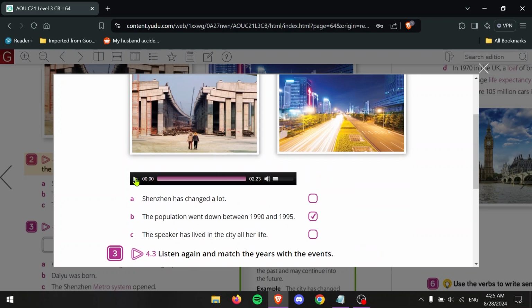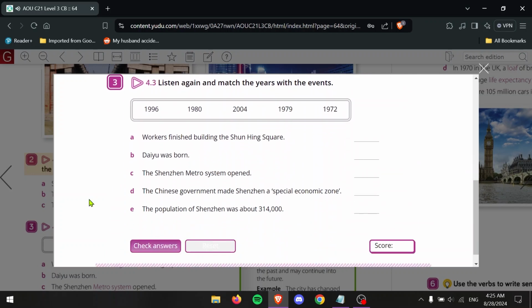So here we go. My name is Dai Yu. I was born in 1972 and I am from the city of Shenzhen in southern China. My city has changed so much in my lifetime. It's incredible. When I was a child, it was just a fishing village. But Shenzhen has become a very important world city. In 1980, the Chinese government made it a special economic zone, and it began to change very quickly.